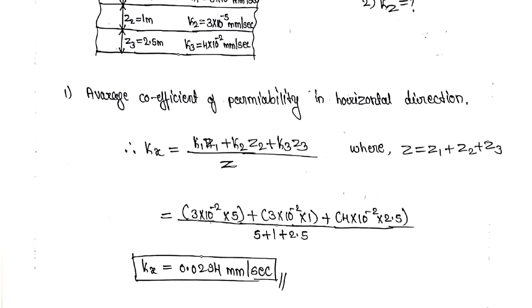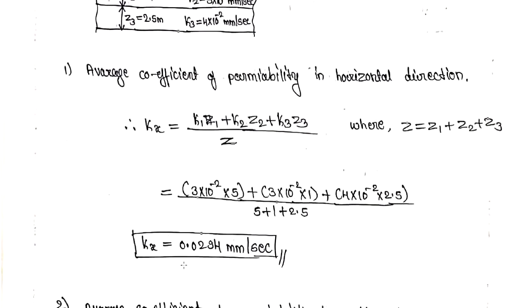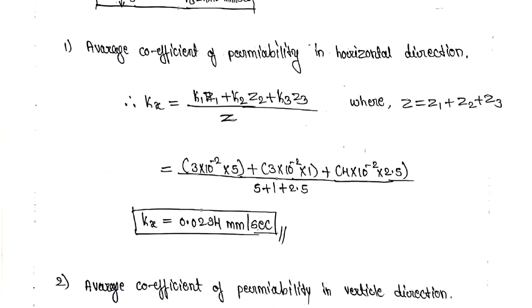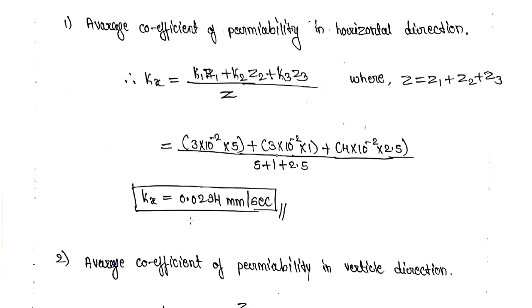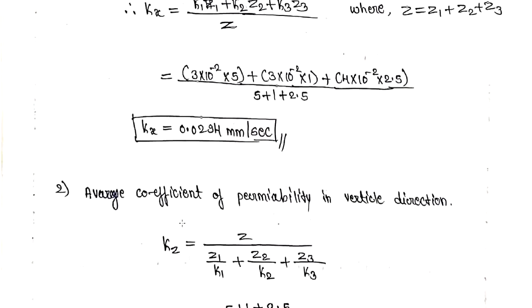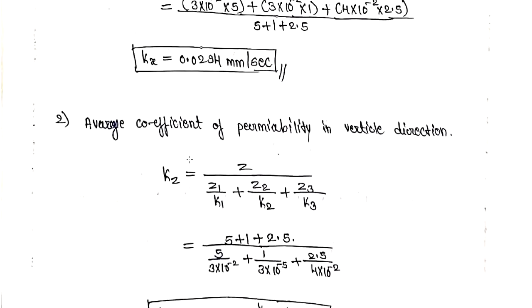Okay, so I have substituted all the quantities. After that I have got the answer for Kx as 0.0294 mm per second. Mm per second is the unit. Now average coefficient of permeability in vertical direction means perpendicular to bedding line. So for that I have the formula like this: Kz is equal to Z divided by Z1 divided by K1 plus Z2 divided by K2 plus Z3 divided by K3.